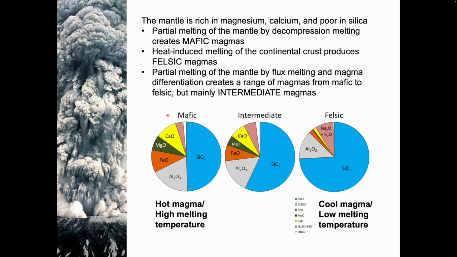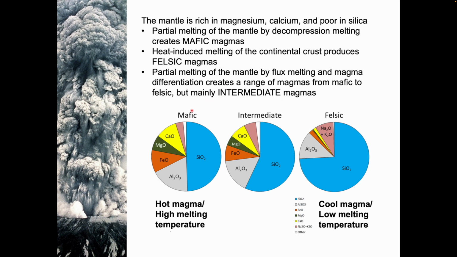So to recap, the mantle is very rich in magnesium, calcium, and poor in silica. The partial melting of the mantle by decompression melting creates mafic magmas. Heat-induced melting of the continental crust produces felsic magmas, but partial melting of the mantle by flux melting and magma differentiation creates a wide range of magma compositions, from mafic to felsic, but most of the magma you form in subduction zones by flux melting is going to be intermediate magmas.